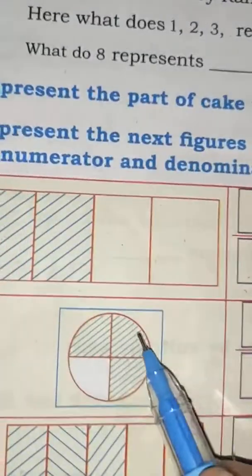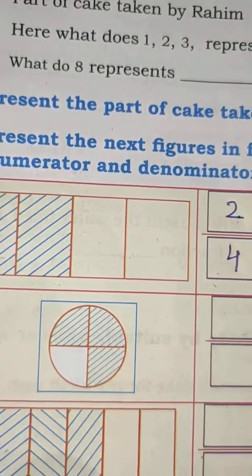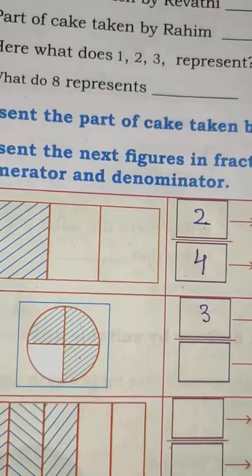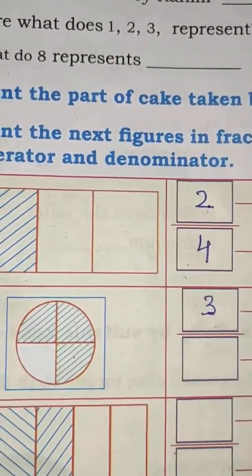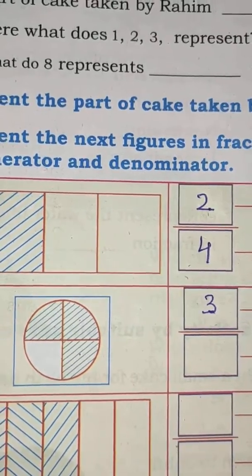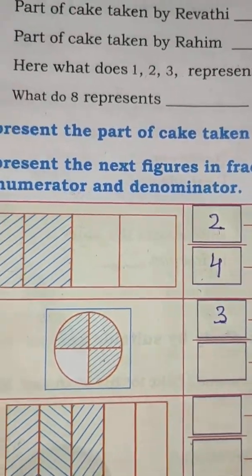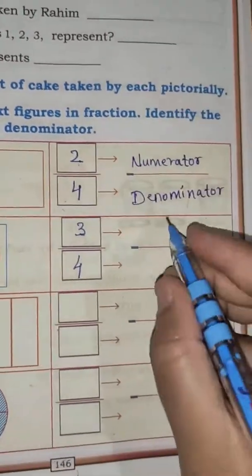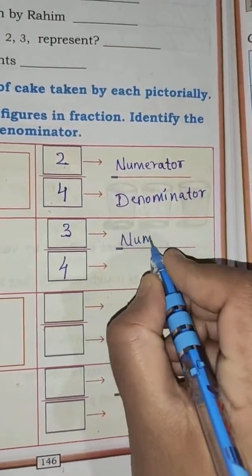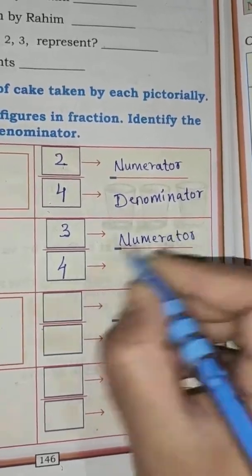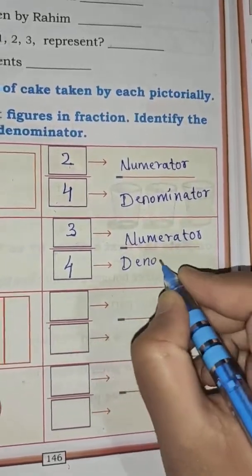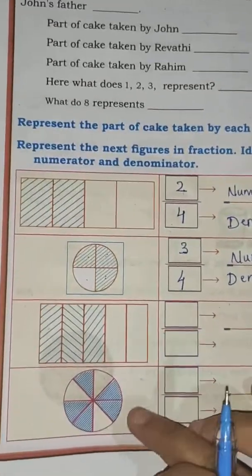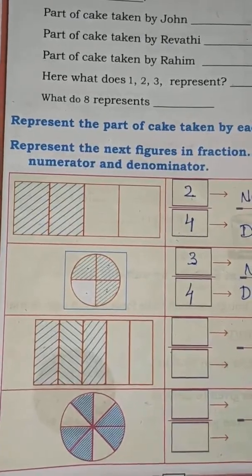Next one is here. Now you tell me, children, what is the numerator here? Means selected parts. 1, 2, 3. Very good. Next, denominator means what? Number of equal parts into which the whole is divided. 1, 2, 3, 4. Very good. So it is 3 by 4. Which is the numerator here? 3 is numerator. And this 4 is denominator. Right? Okay. So next one. In the same way, just try to do these 2 by yourself. Okay, children?